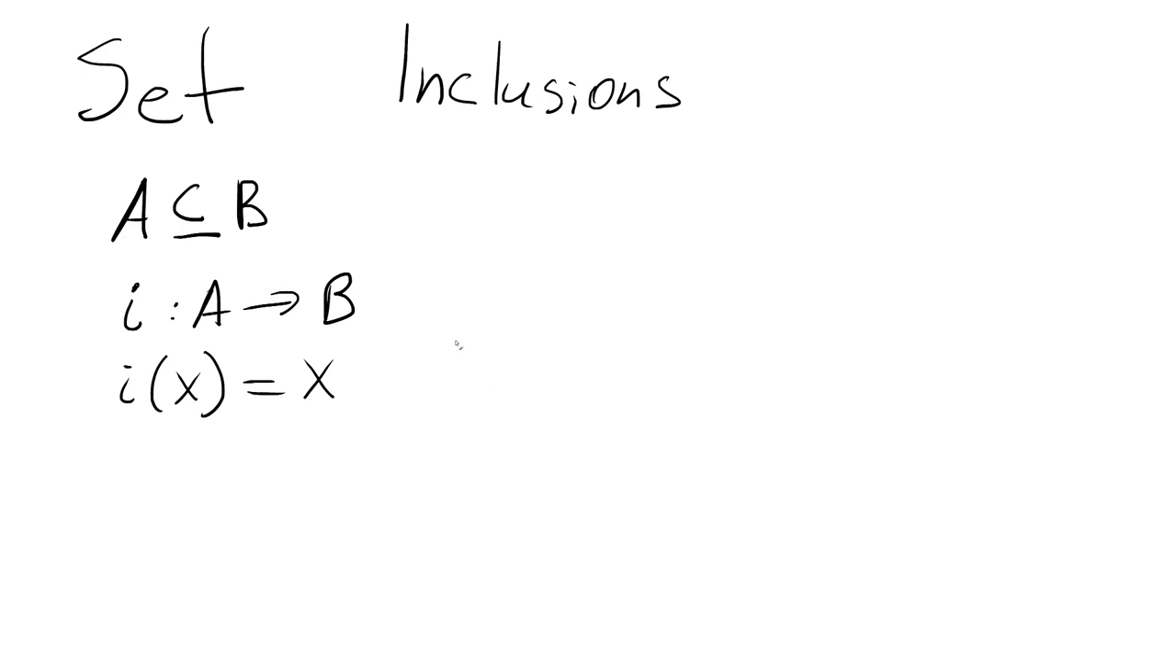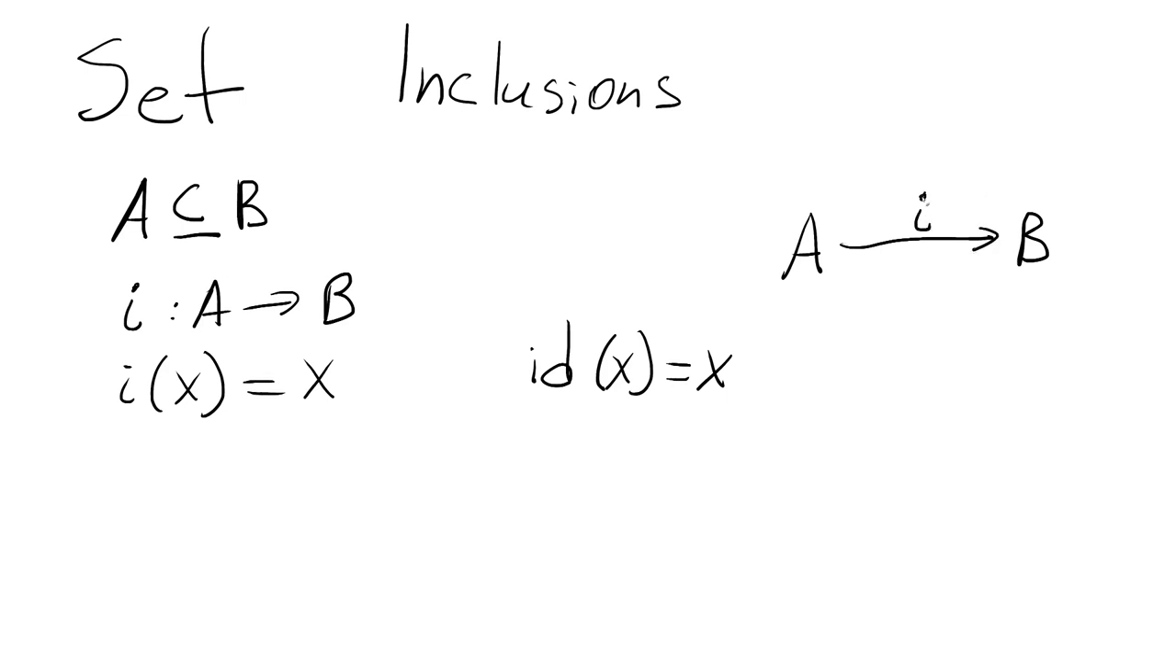Note that this is not the same as the identity, because even though the identity is defined by the same equation, in the category of sets, if you remember the first seminar, the identity goes from a set to itself. So if we drew a commutative diagram, A, B, this can be an inclusion, but the identities will have to go here and here. So these are actually different morphisms, even though they are defined by the same equation.